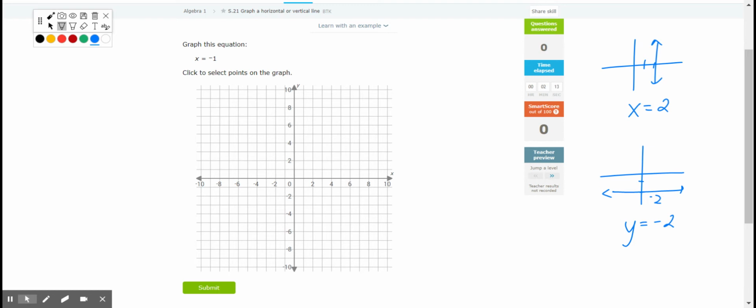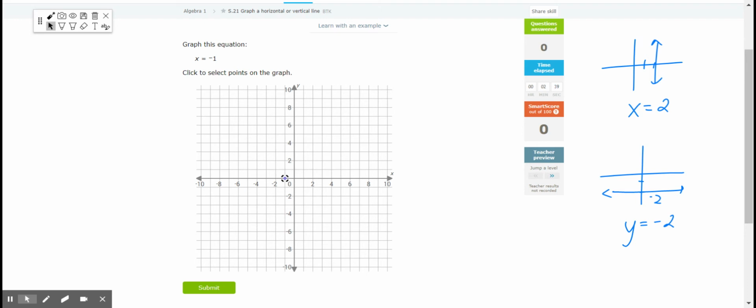Depending upon which format the equation's in, x equals or y equals, that's going to dictate whether you draw a vertical line or a horizontal line. If we take a look at our first example, we're looking at x equals negative 1. If I go to negative 1 on the x-axis, that would be the point here. The way that I remember this is I could look over at the pictures I just drew to the right and remember that this is vertical.